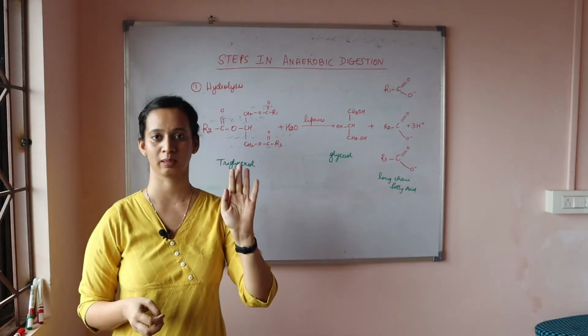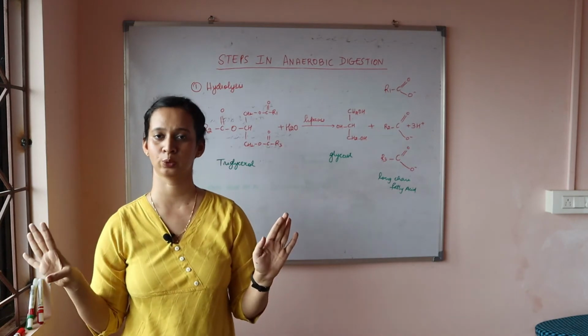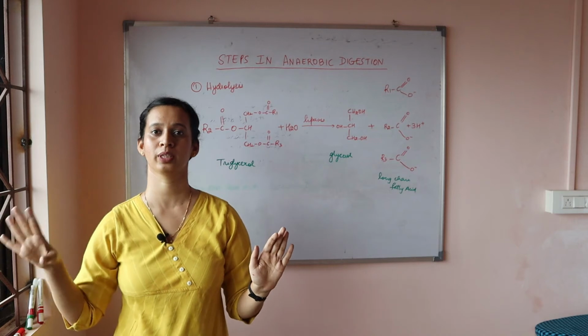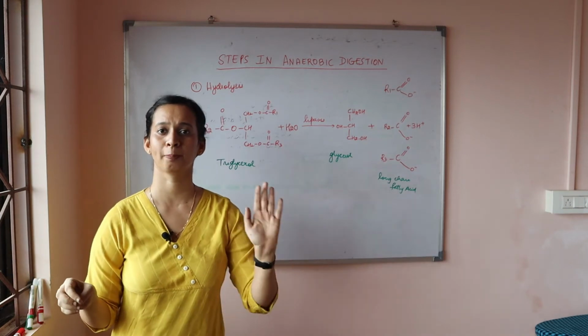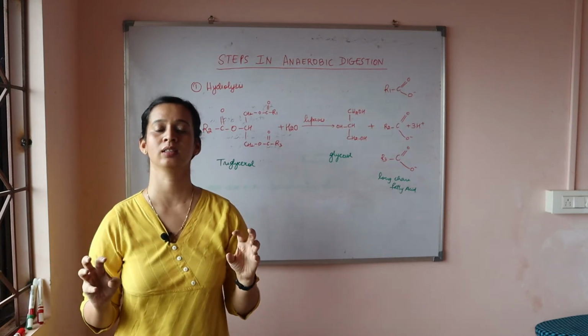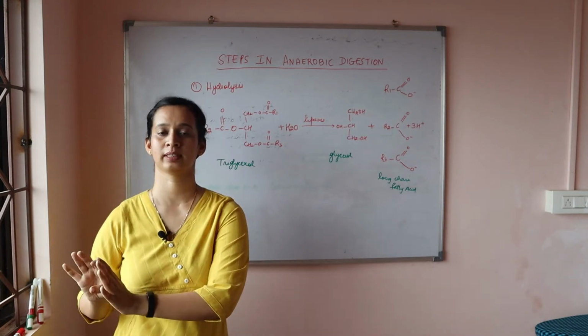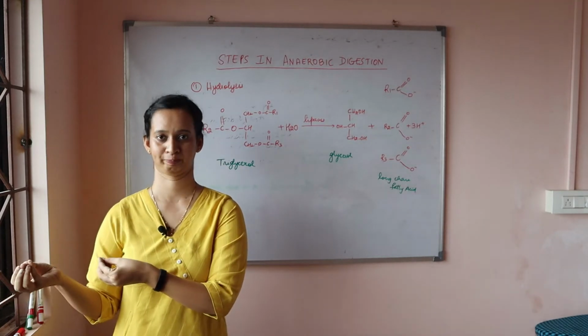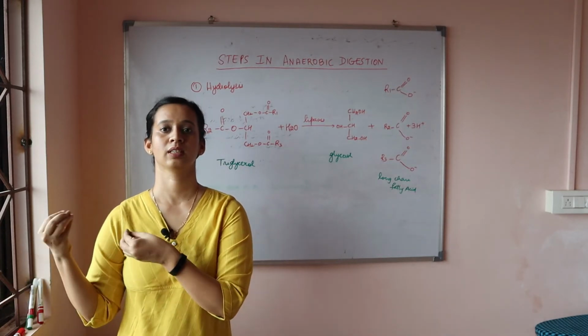For example, carbohydrates would be broken down into sugars. Fats would be broken down into their constituent fatty acids. Proteins would be broken down into amino acids. This is done so that these simpler products can further be metabolized by microorganisms to give methane, which is our ultimate goal.